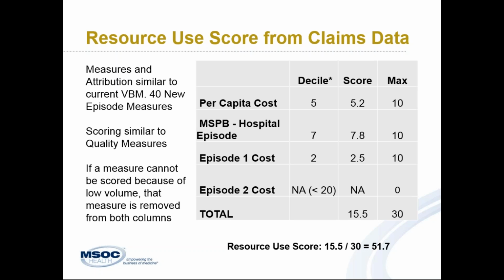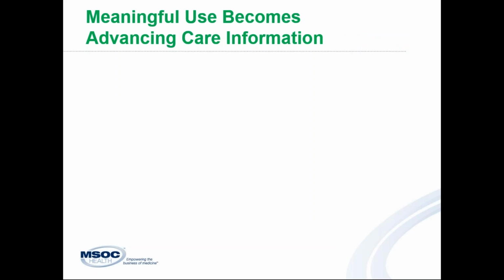That's different than the example I gave a minute ago where the quality score was 0 because it wasn't reported. It was there, but it just wasn't big enough. So that's how resource use works. It's pretty similar to the quality piece.